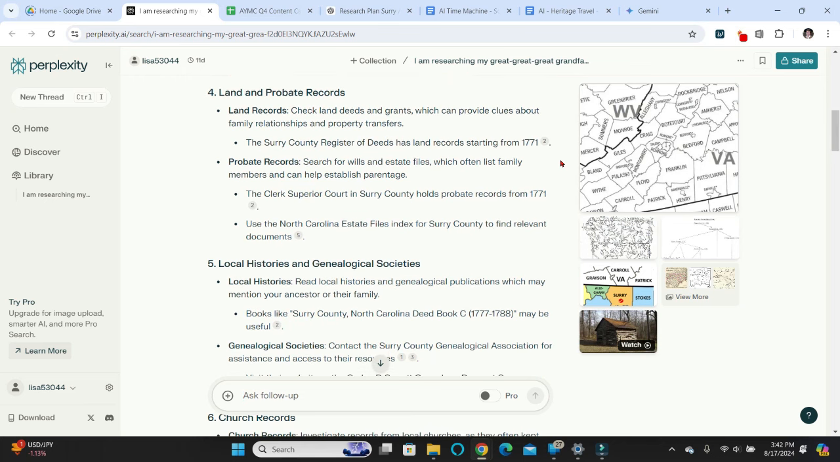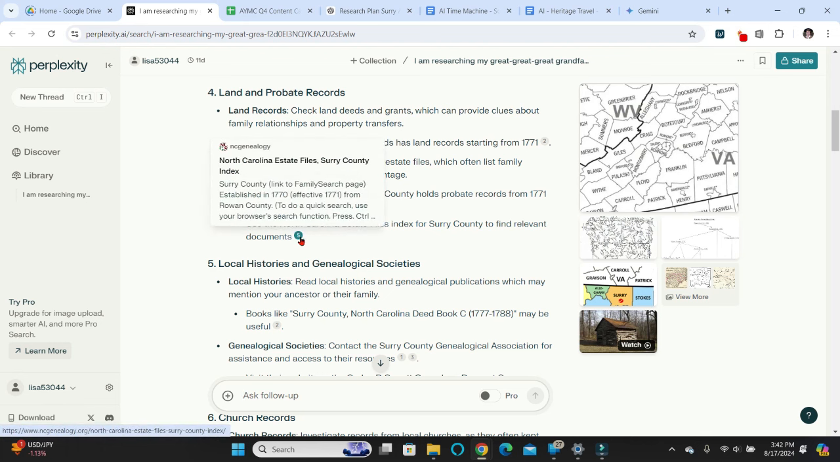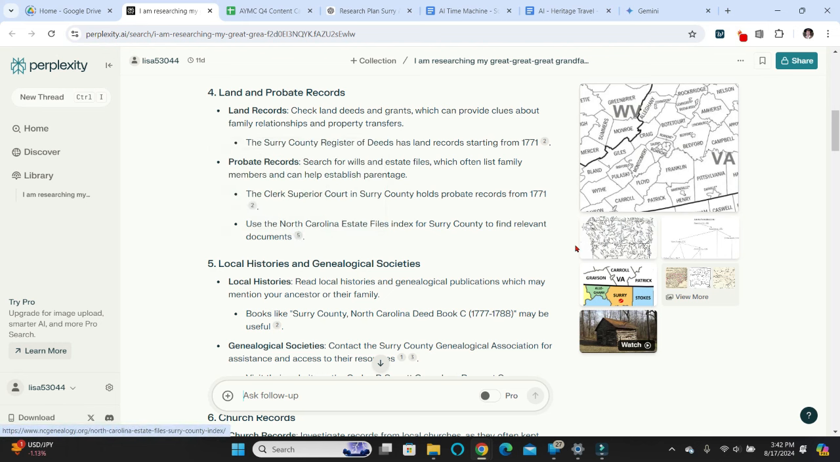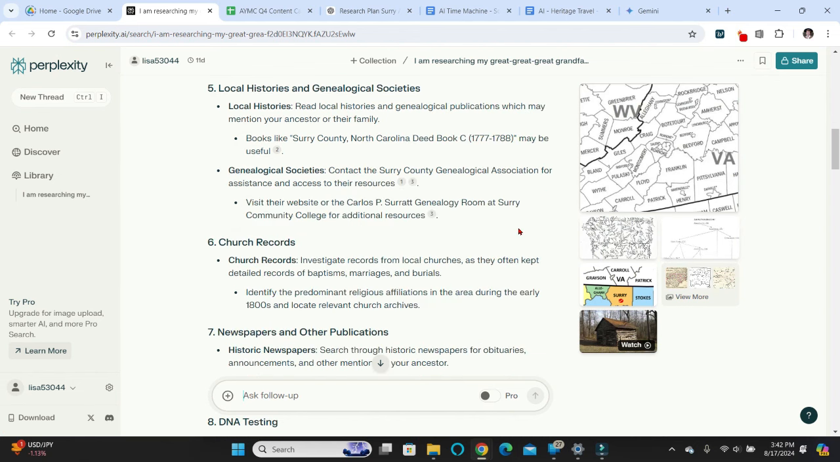Again, it's talking about land records, what types I could look at, where I could find them, what types of probate records to look at. It's again pulling the information. Here's one, North Carolina State Files Index, which is really helpful to find there. I really like this. It's telling me to pull local histories, genealogical societies. So it's giving me ideas of books and the websites to go to and areas that I could go research.